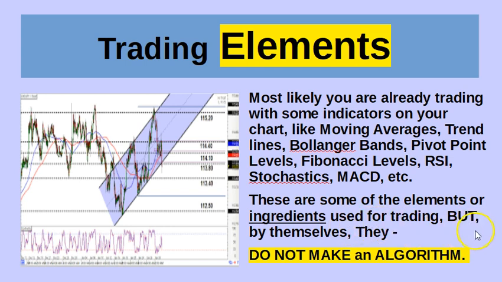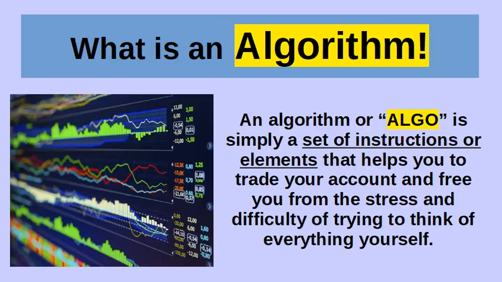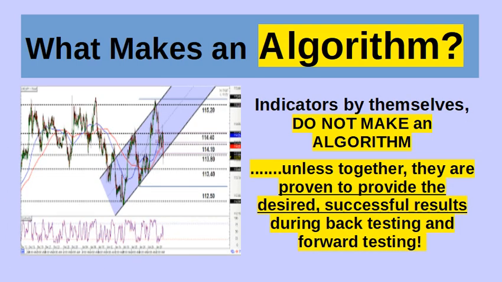But I want you to understand one thing: by themselves, they do not make an algorithm, okay? I want you to really understand that last important part right here. Now, what is an algorithm again? Okay, again, it's simply a set of instructions or elements. Now, by themselves, okay, and I'm going to circle this, by themselves, they do not make an algorithm.